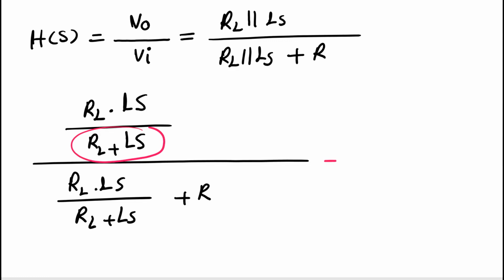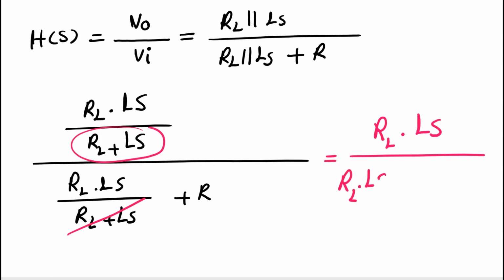So what I'm going to have here is RL multiplied by LS divided by... multiplying the denominator by this term will cancel out what I have here, so I end up having RL multiplied by LS plus R multiplied by this term. So I'm going to have R multiplied by RL and R multiplied by LS. Okay, so now these two, I can rearrange everything.